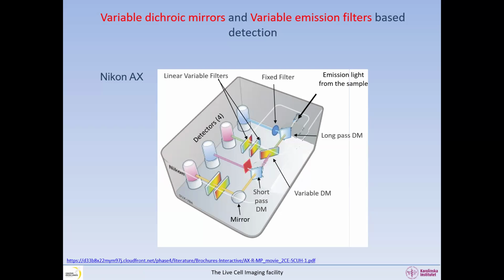So the light coming from your sample will be very efficiently and very fast transmitted, and will reach all these detectors. This is a very smart combination of different dichroic mirrors and filters. This was another fixed filter. Yes, we will have a fast simultaneous acquisition.